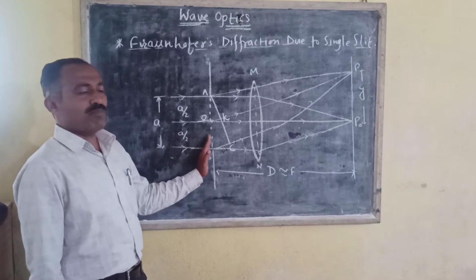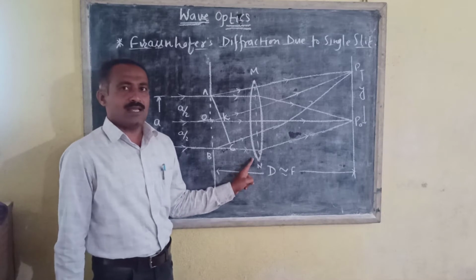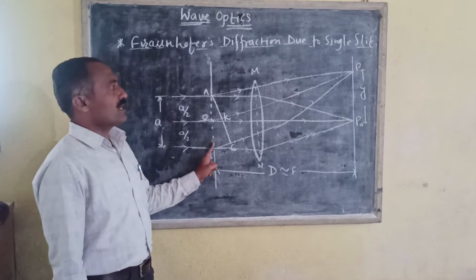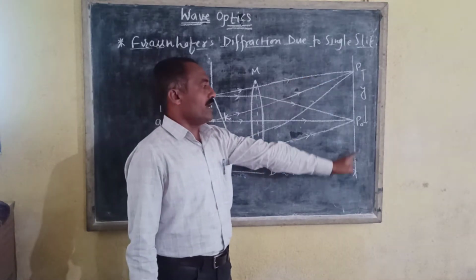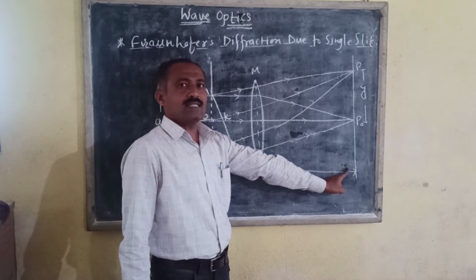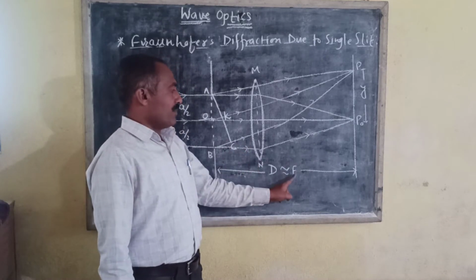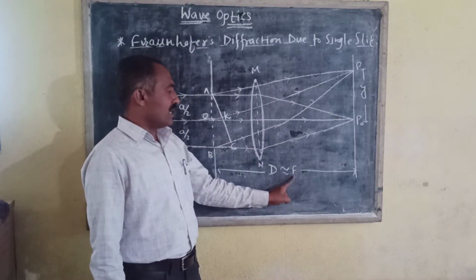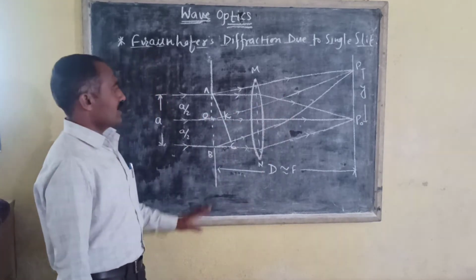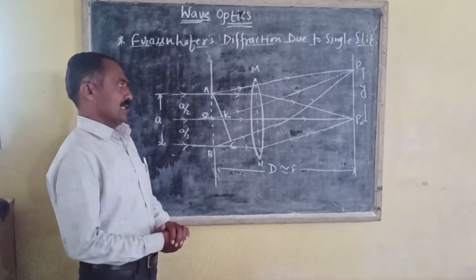a diffraction pattern. The cylindrical lens is placed near the slit, which converges the emergent light on the screen, which is placed at the focal distance of the lens. Let f be the focal length, which is nearly equal to the distance D between slit and screen. This is the experimental arrangement for Fraunhofer's diffraction due to a single slit.